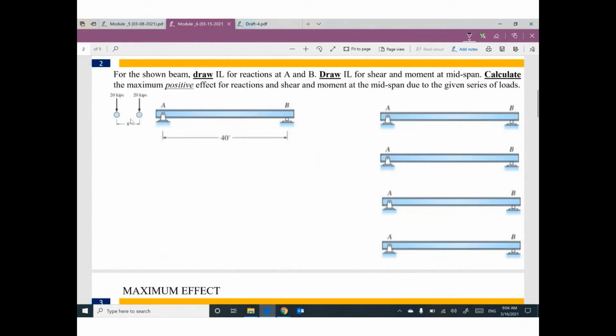But in this case, we have a truck, a real truck on this bridge. What will happen? We will see.